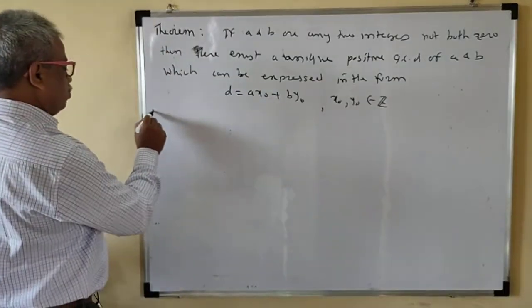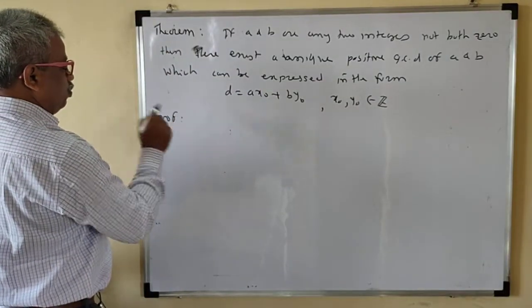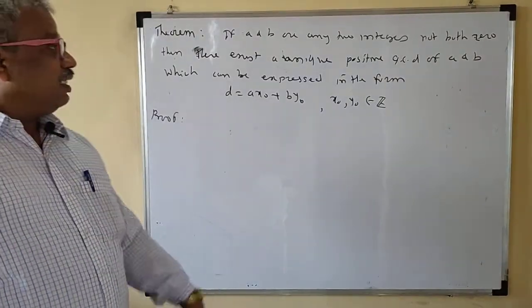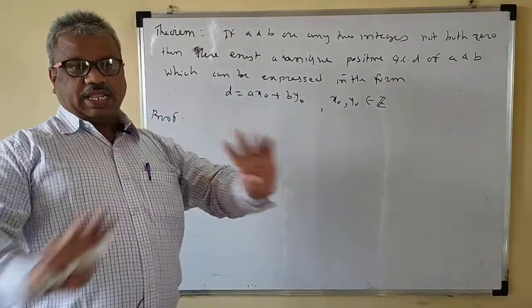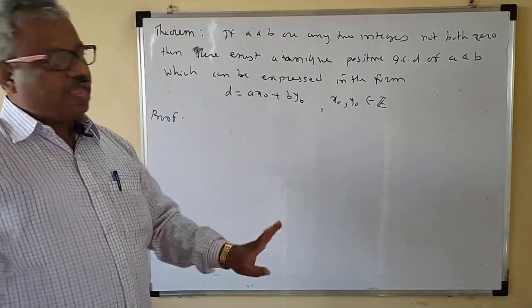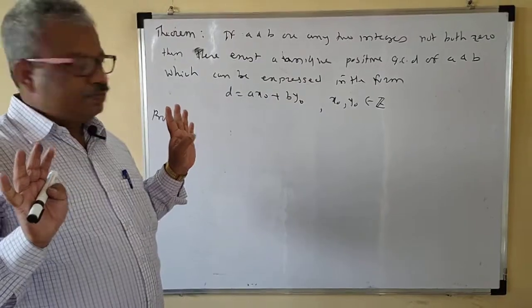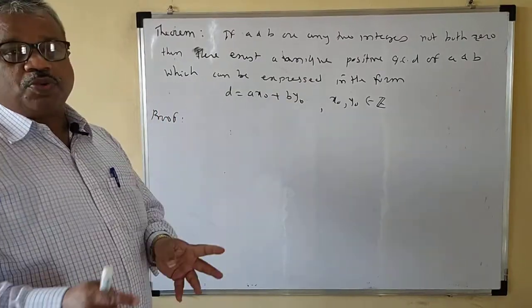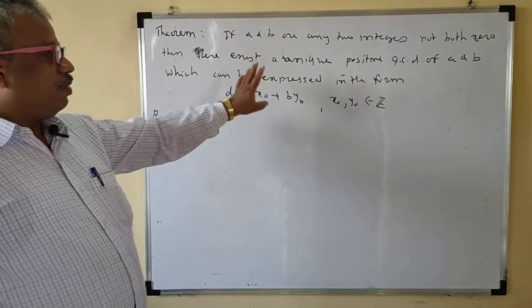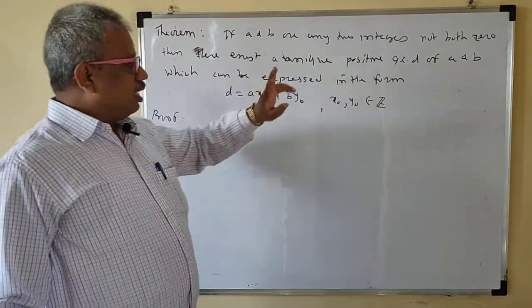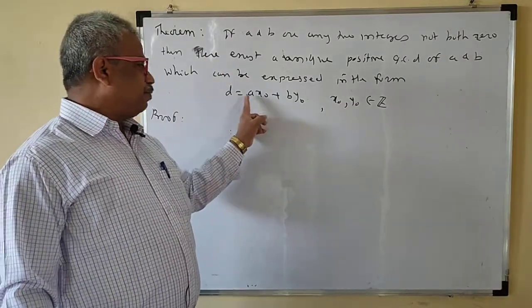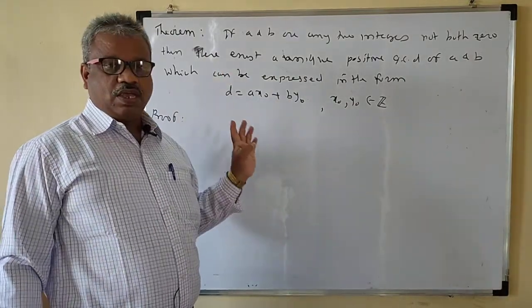Okay, so we prove this one. Proof. So what does the theorem tell you? A and B are any two integers, they are given, not both zero. Only A and B we have; we don't have D now. So what do I have to prove? That the GCD of A and B exists, and which is unique, and it can also be expressed as A x naught plus B y naught.